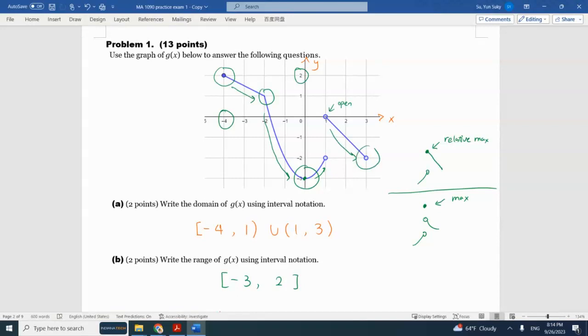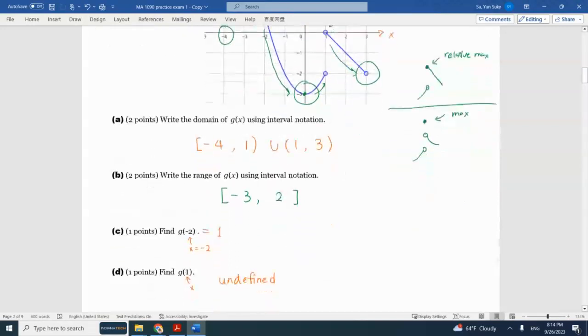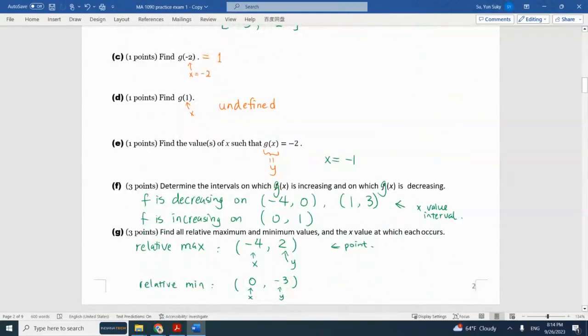And then we keep going. Oh, do you see here? Because the point is also missing, we don't have a relative minimum. So therefore, the only relative maximum is at the point (-4, 2). And then the only relative minimum is at the point (0, -3).